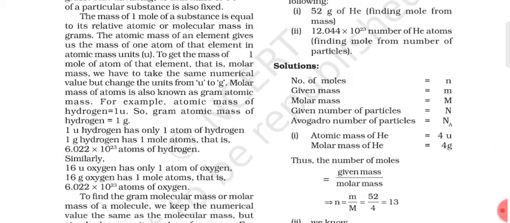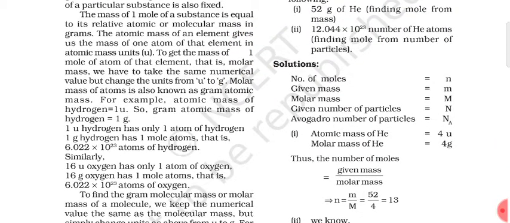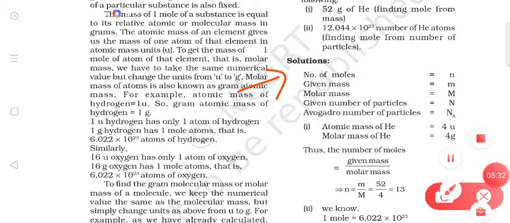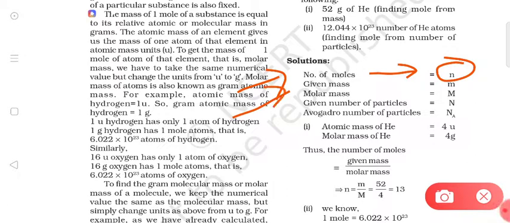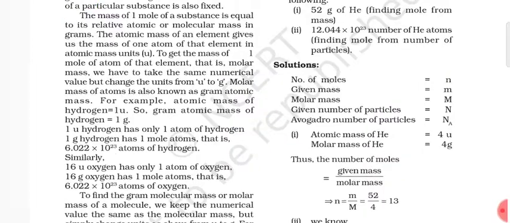First of all, we will have a look at these expressions. Number of moles is denoted by n, given mass of any substance is denoted by small m, molar mass by capital M, given number of particles by capital N, and Avogadro's number, that is 6.022 into 10 to the power 23, is expressed by Na. So this Avogadro's number is also called Avogadro's constant. So let's do the first example here.